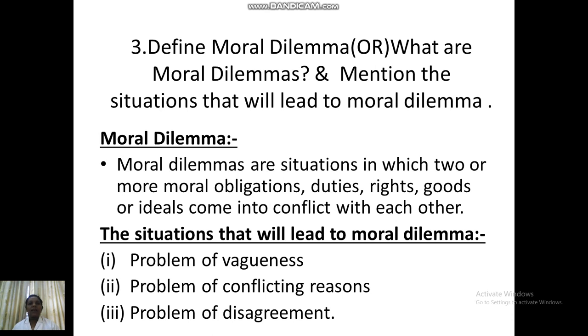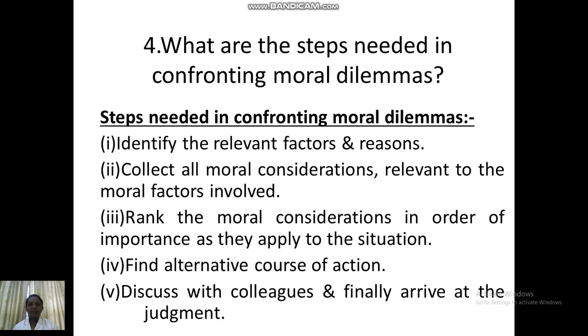The third question is: define moral dilemma and mention the situations that will lead to moral dilemma. Moral dilemmas are situations in which 2 or more moral obligations, duties, rights, goods or ideals come into conflict with each other. The situations that will lead to moral dilemma are problem of vagueness, problem of conflicting reasons and problem of disagreement.